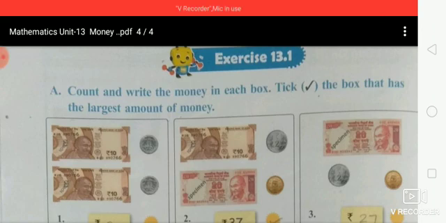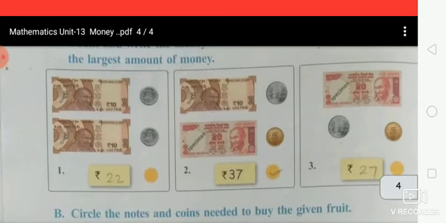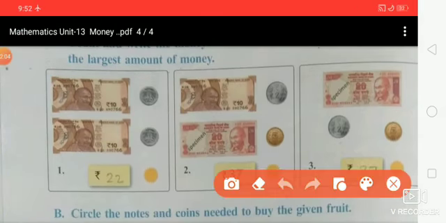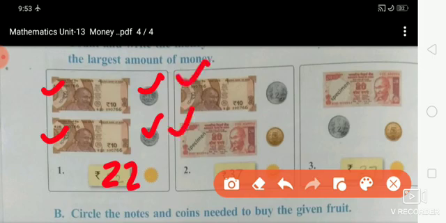Count and write the money in each box. Tick the box that has the largest amount of money. First look at this picture: 10 rupees note, 10 rupees note, that is 20, plus 1 rupee coin, 1 rupee coin, that is 2. So 22 rupees. Now the second box is a 10 rupees note, a 20 rupees note.